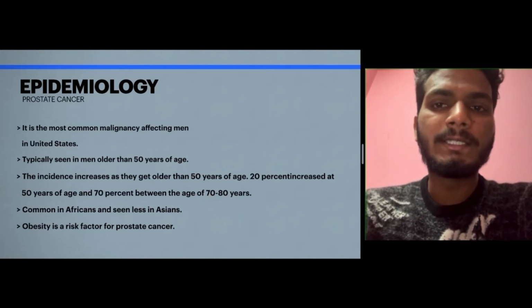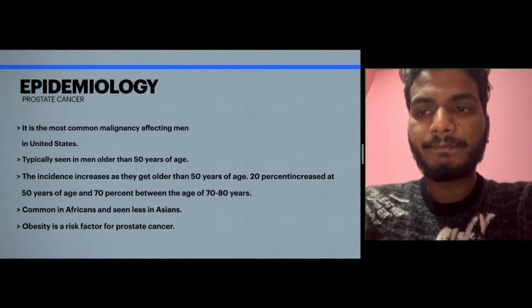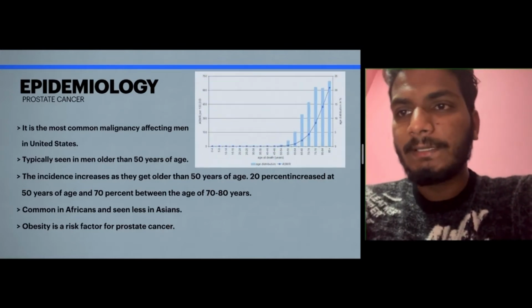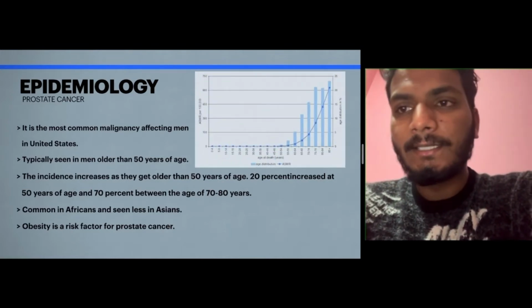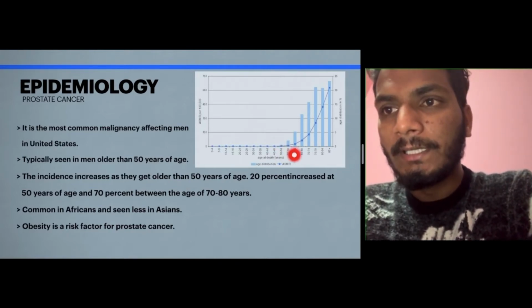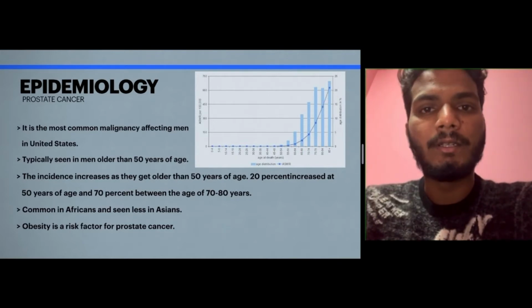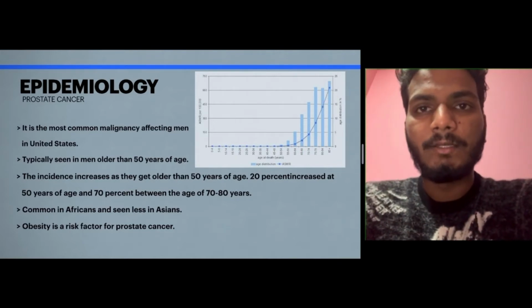years. It is commonly seen in Africans. Obesity is a risk factor for prostate cancer. As you can see, the cases start to be seen from 45 to 50 years of age. Then it increases as age increases. So age is a major risk factor for prostate cancer.